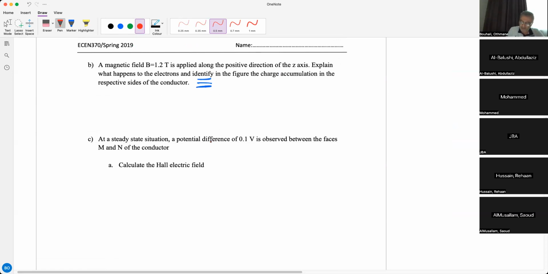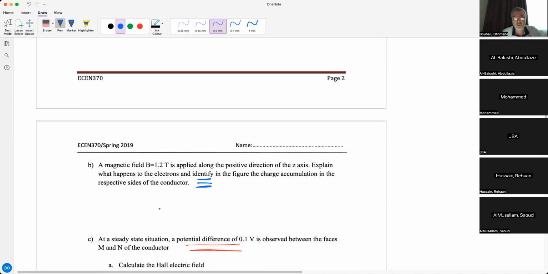At steady state, a potential difference of 0.1 V is observed between the faces M and N of the conductor. Calculate the Hall electric field. So the Hall electric field is equal to, well, the general definition of the electric field of any electric field is the potential difference divided by the distance. Which distance should I take?